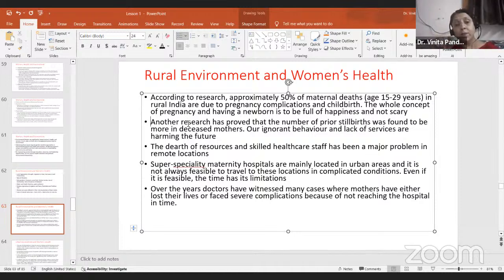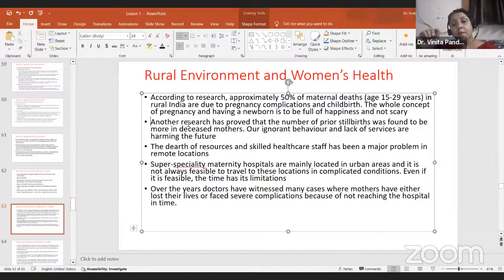So, stillbirths is also one of the challenges. Dearth of resources and skilled healthcare staff has been a major problem. So, when we try to understand why this 50% of maternal deaths are taking place, probably one of the reasons is the person or the midwife who is facilitating the pregnancy is not skilled enough to facilitate the process of childbirth. In fact, sometimes don't we read in our newspapers that because the concerned doctor was not there in the primary health center, the compounder facilitated the childbirth, leading to the death of the mother and child. This news was there in the newspaper just a couple of days back.